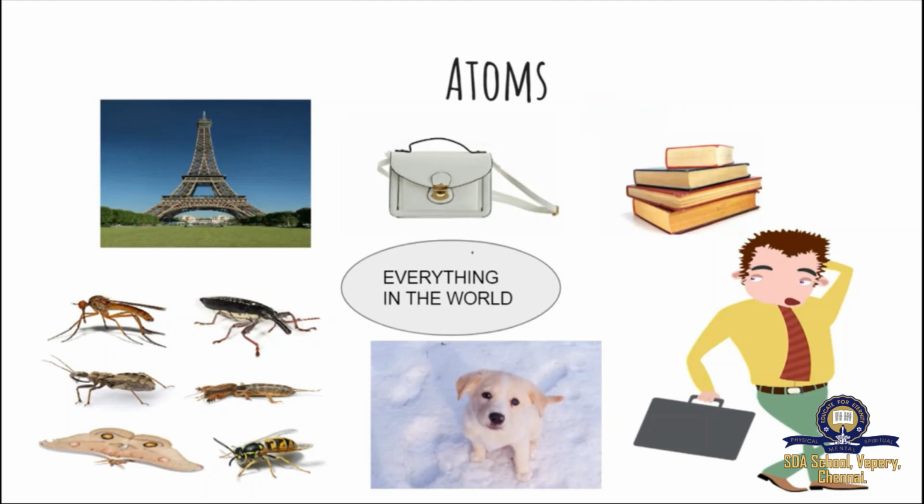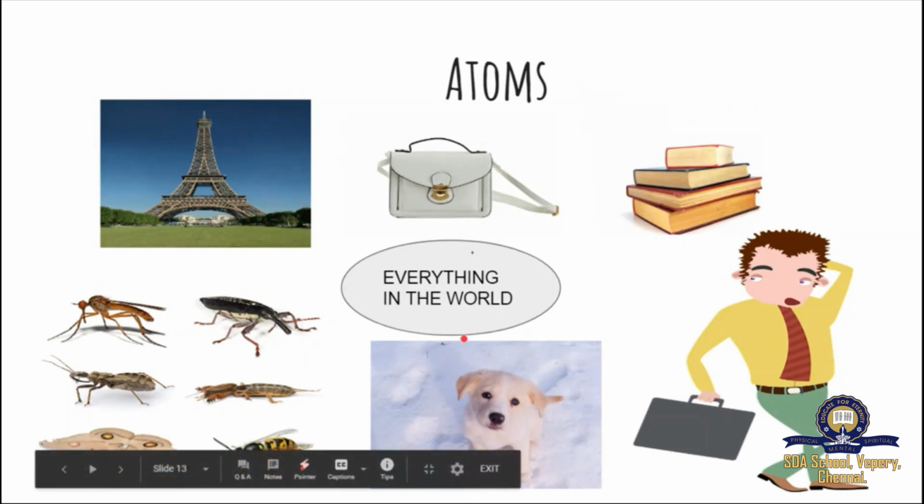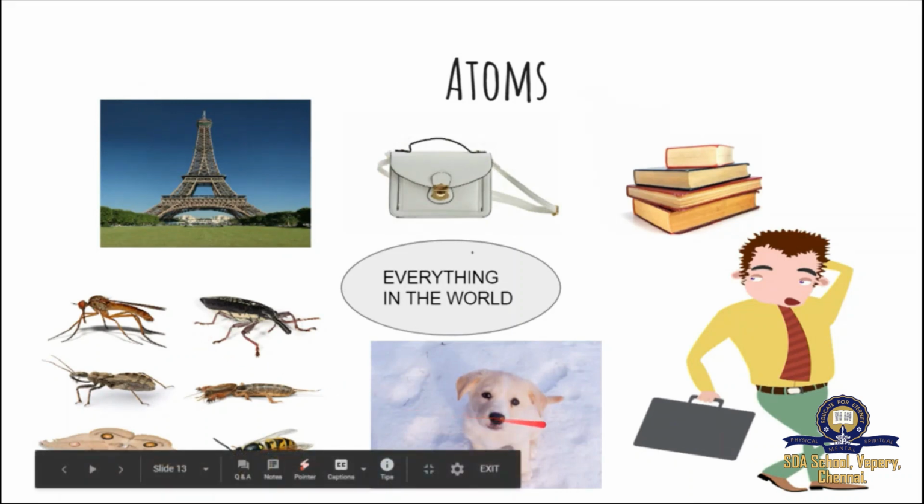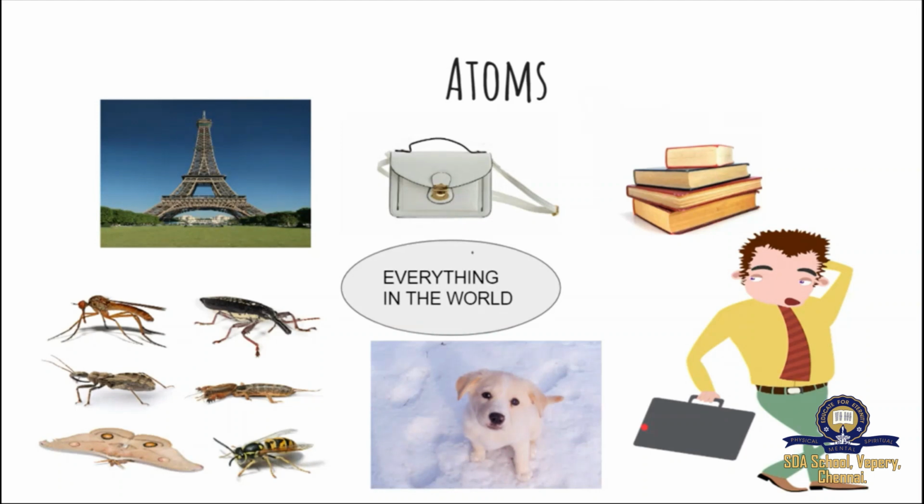Everything in the world, from the tall Eiffel Tower to bags to books, everything around you is made up of atoms. Everything in the world, be it living or non-living, from small insects to animals to plants, including us, everything is made of atoms. So, atom is the smallest unit of everything that you see around you.